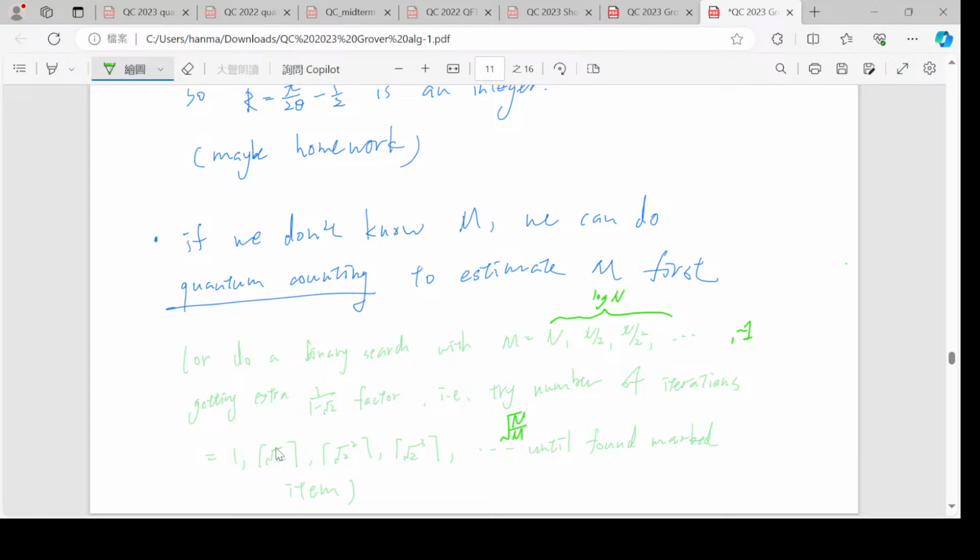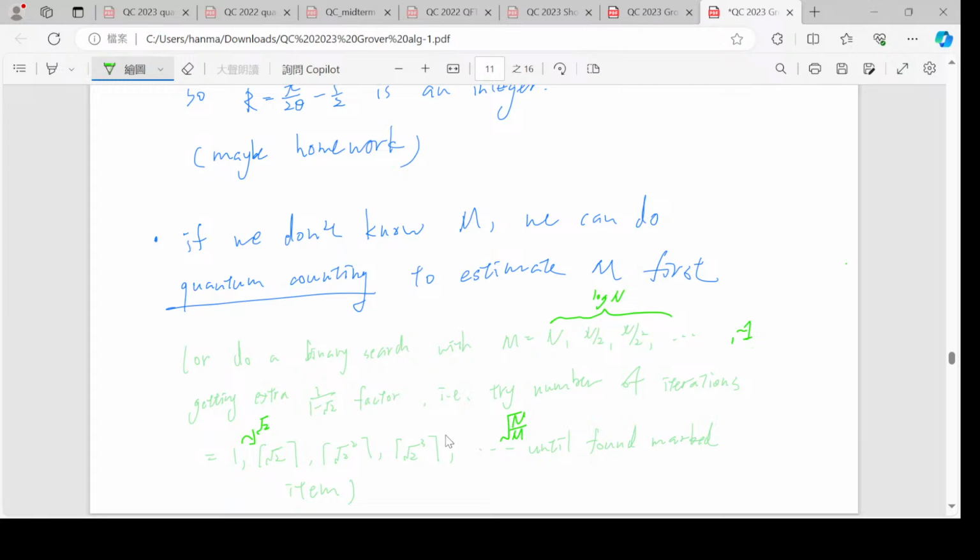Okay, and so you see this is a geometric series from 1 to square root n over m, with the factor being that each time you need to do about square root 2 times more queries. It is a geometric series with the factor being square root 2.